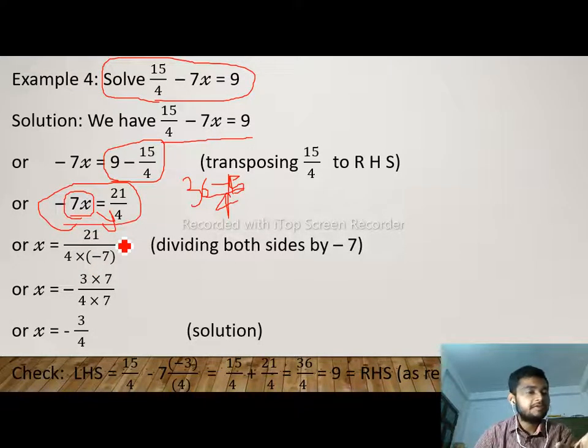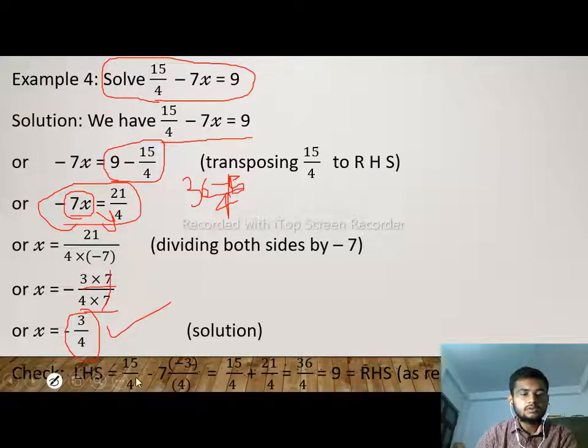But here we can solve it using another concept: when you divide 21, you can also write 21 as 3 into 7, and 28 as 4 into 7. 7 and 7 get cancelled. So what do you get? x as minus 3 by 4. Simple. So let's check our answer.